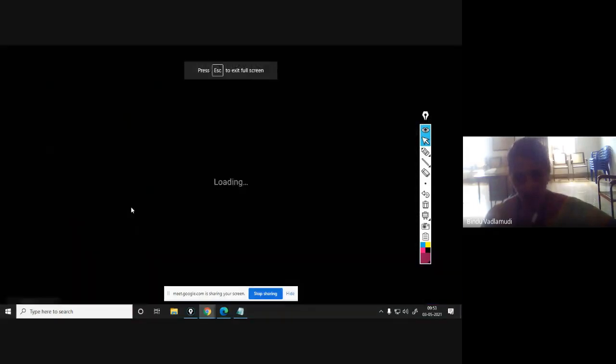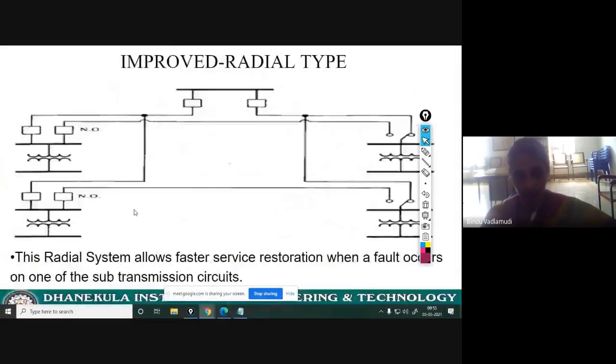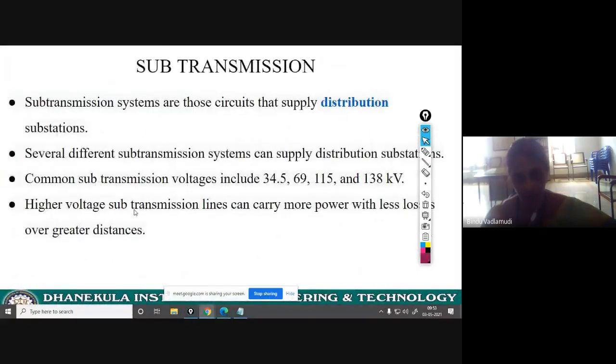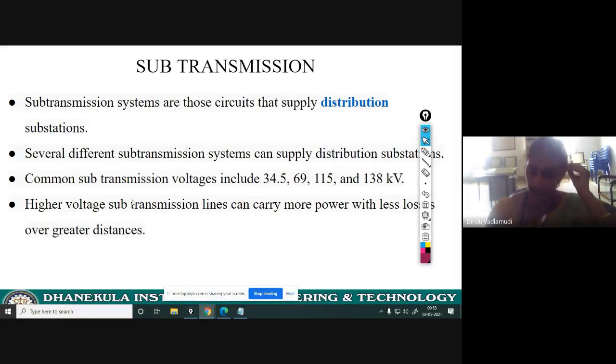Class, what have we discussed in the last class? Loop type subtransmission system, ma'am. Yeah, we are discussing different types of subtransmission systems. What are the different types of subtransmission systems up to now?